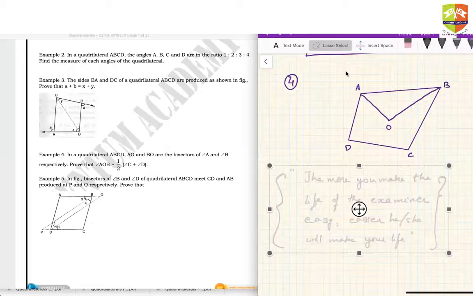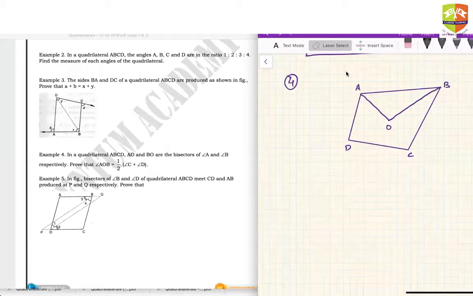Anyways, now come back to the question. What does the question say? The question says that AO is a bisector of angle A and BO is a bisector of angle B. So clearly, do not hesitate to write this as X and X, Y and Y. So you should present it like this.